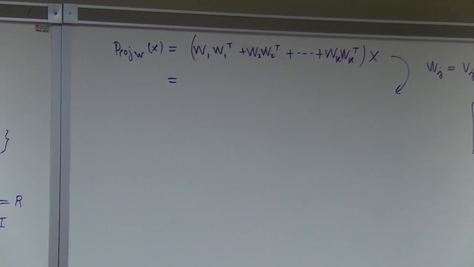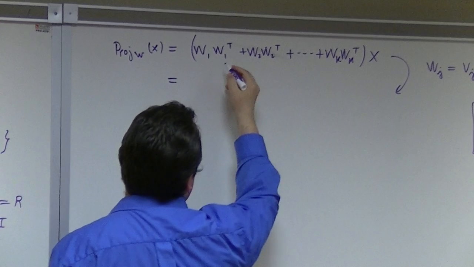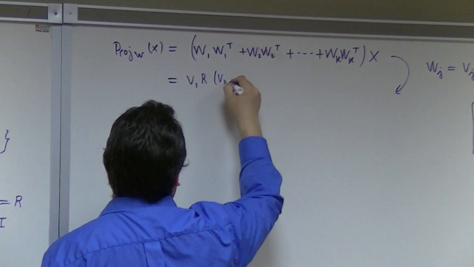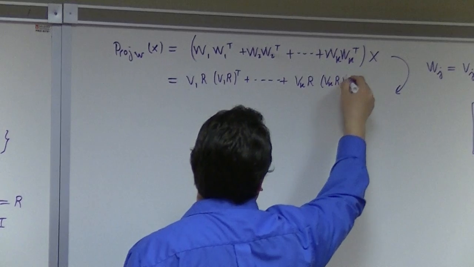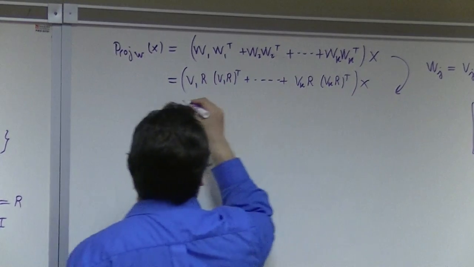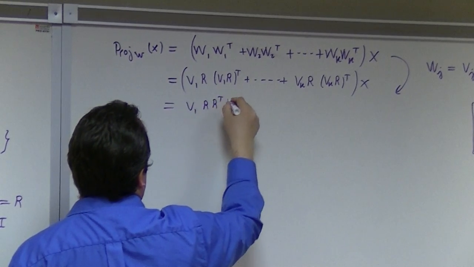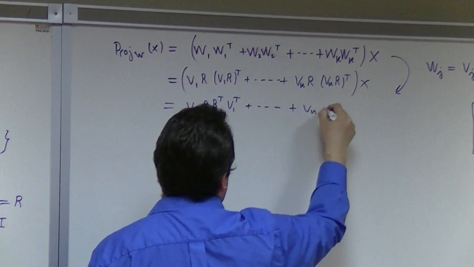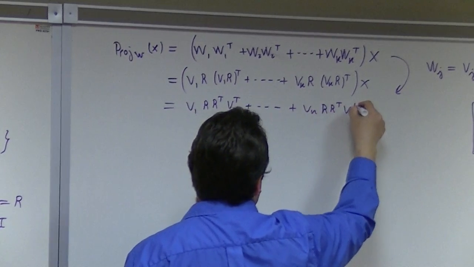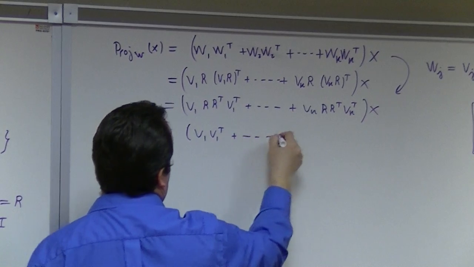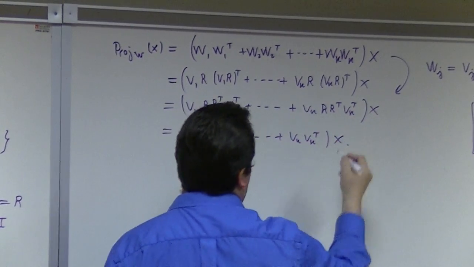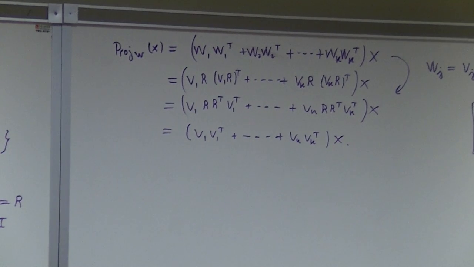My point is, it gives you the same formula with v. Because w1 is just v1 R, and then you've got v1 R times (v1 R) transpose plus and so on plus vk R times (vk R) transpose. But what do we know about the transpose of a product? Socks and shoes, right? So this is really v1 R R transpose v1 transpose. And what does this give you? Well, this gives you, again, the same formula, because R times R transpose is the identity, or at least it's the identity restricted to W, which is all that I'm mostly needing here.